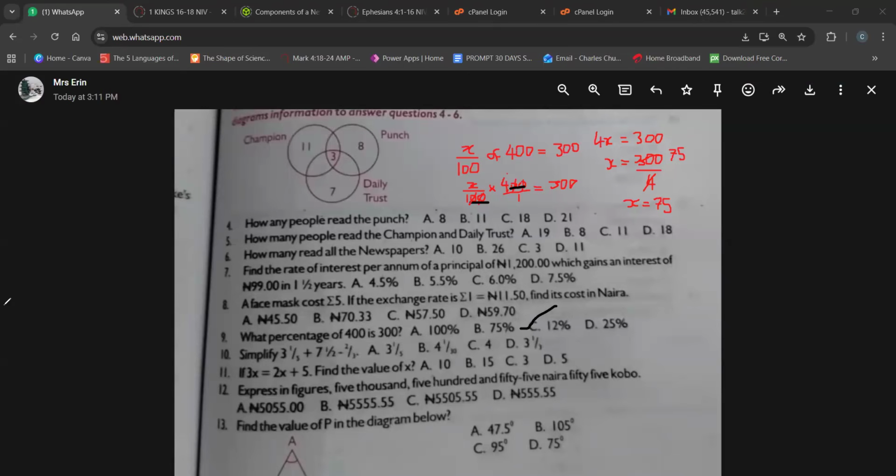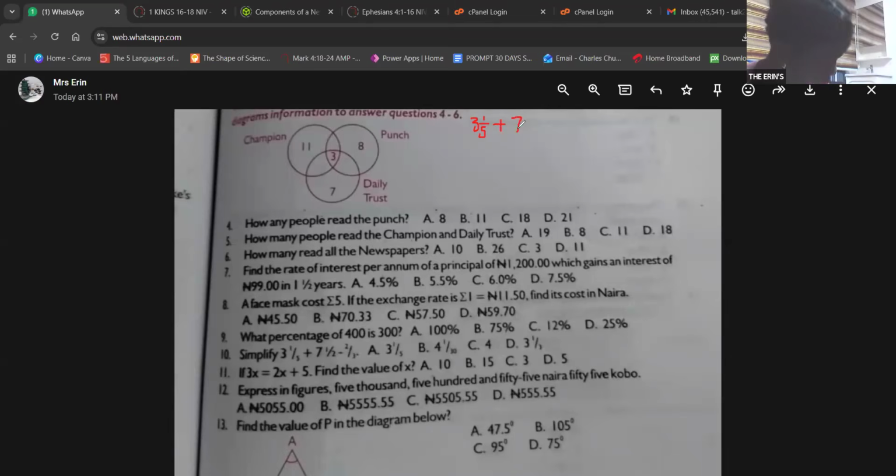Number 10 is simplify. Oh yeah, all the gurus who are excellent at simplification, let's see you show up. All the gurus excellent at simplification, show up.